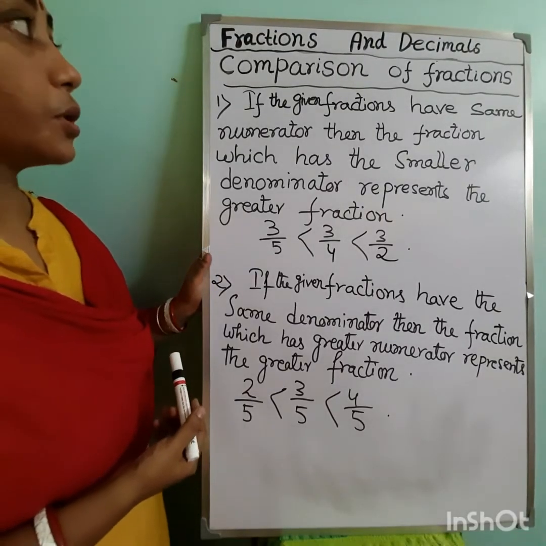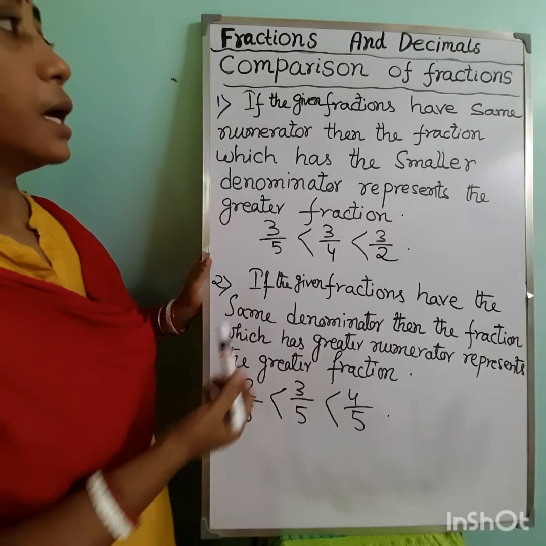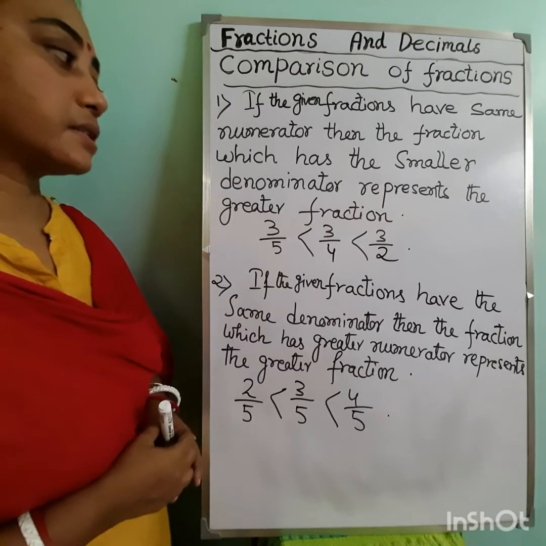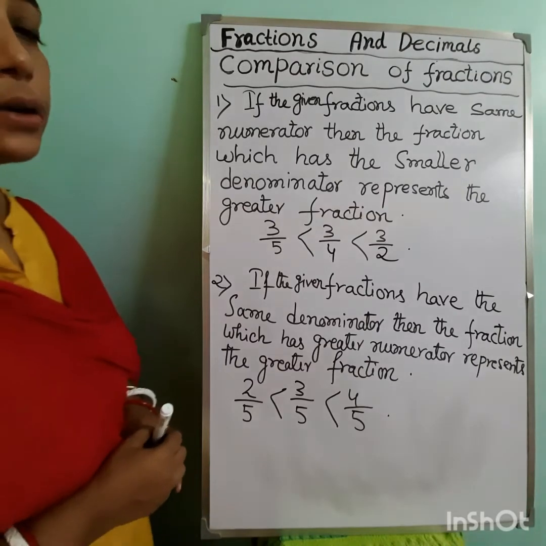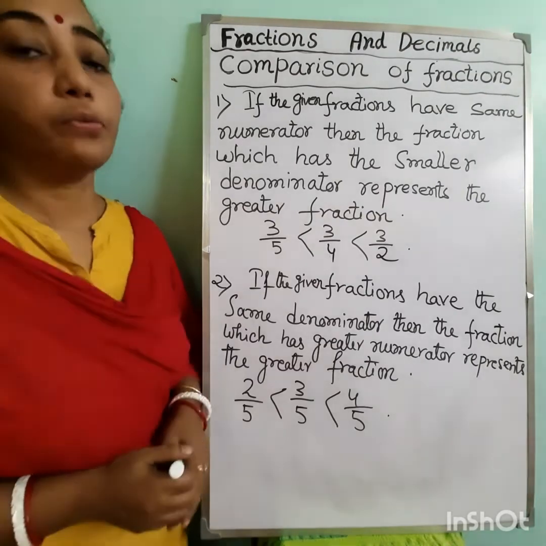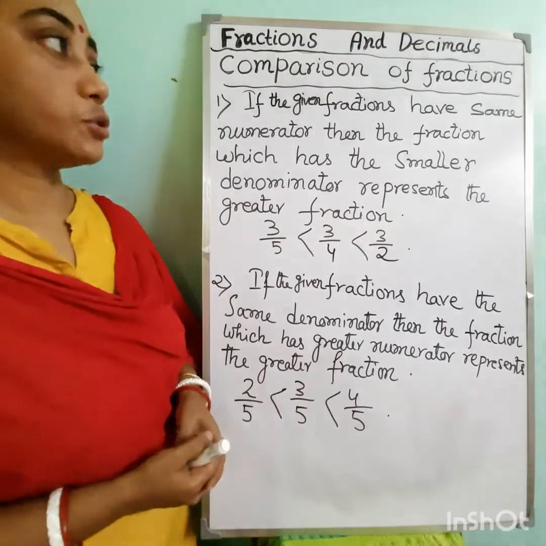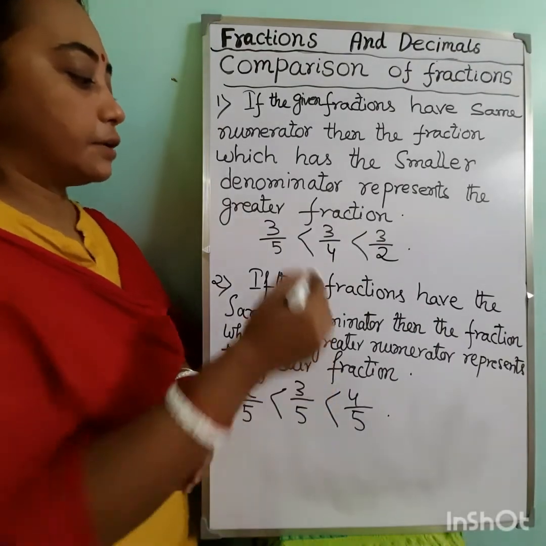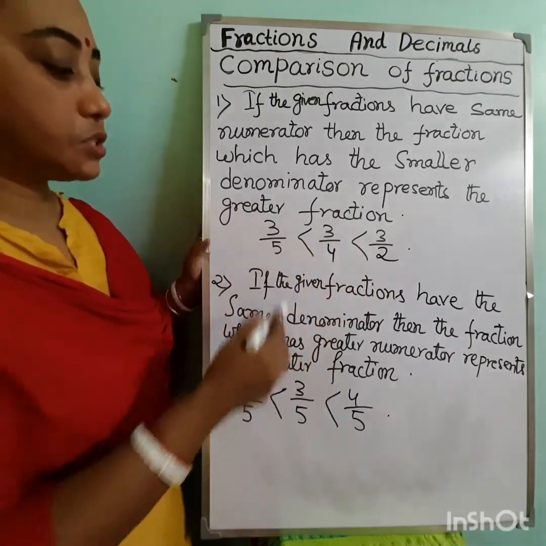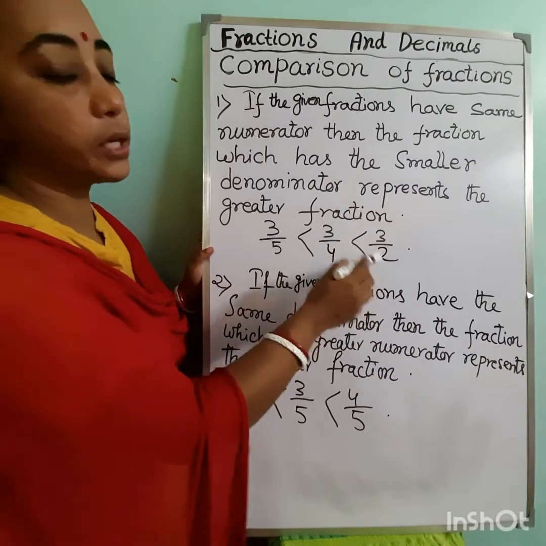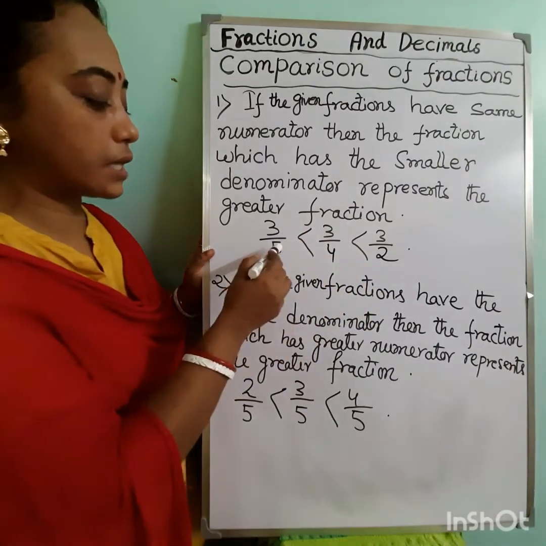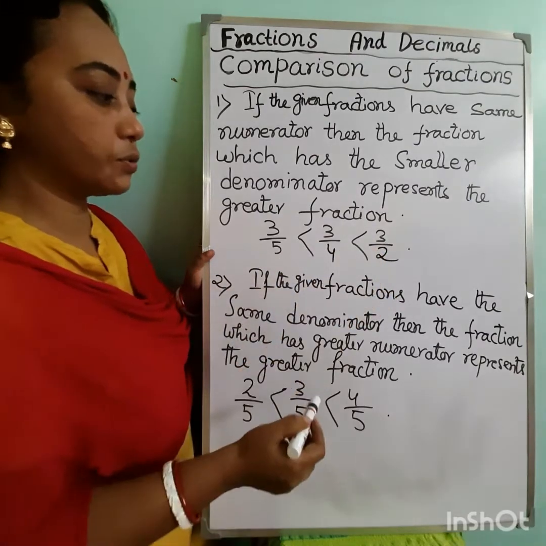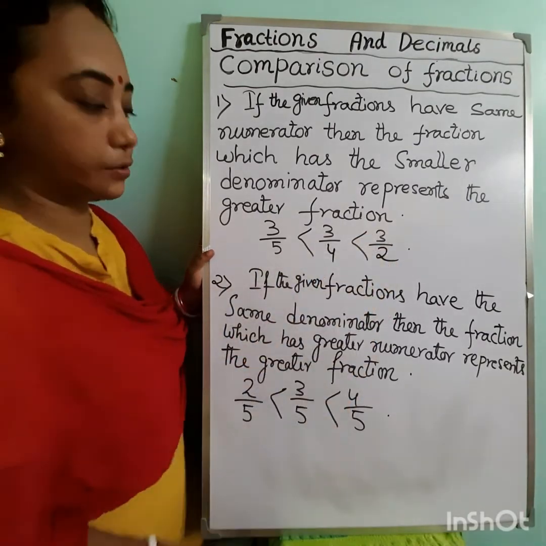Let's see another important method, comparison of fractions. If the given fractions have the same numerator, then the fraction which has the smaller denominator represents the greater fraction. So when fractions are given, we have to compare which one is greater or smaller. For that, if the numerators are the same, then we check their denominators. The smaller denominator gives the greater fraction. So in this case, 5, 4, 2. Of these three denominators, 2 is the smallest. So 3 by 2 is the greatest fraction.